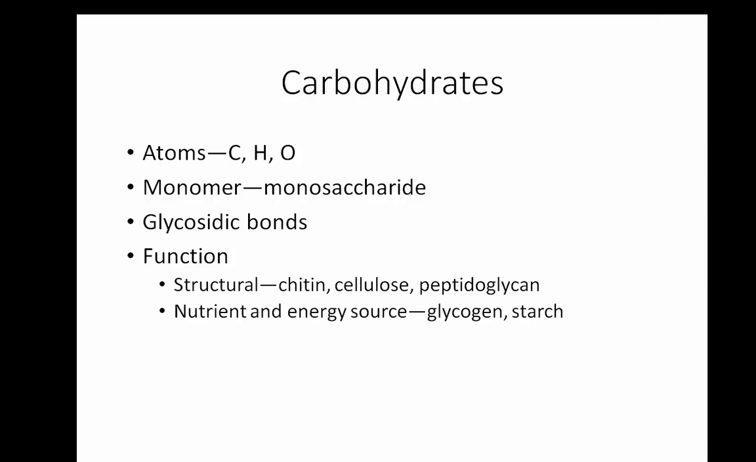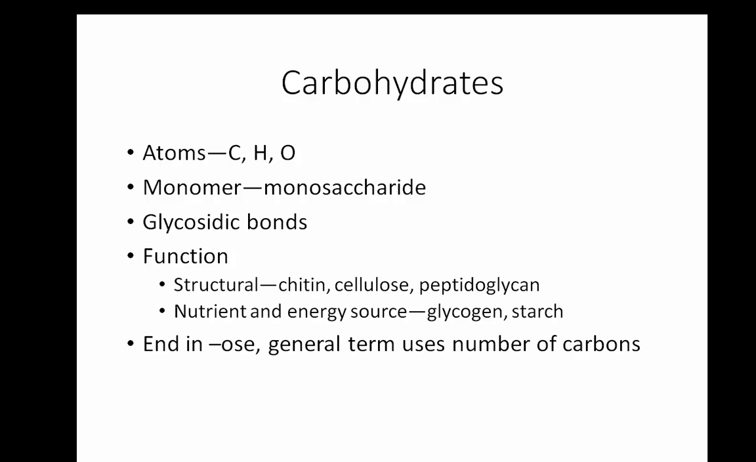It's also the primary nutrient and energy source for organisms. The two primary carbohydrate molecules that are energy sources are glycogen and starch. You can tell you're dealing with a carbohydrate because it ends in ose. That's your monosaccharide. It'll be some sort of sugar ending in OSE. Now, we typically use the number of carbons in the monosaccharide. So if there's 5 carbons, we call it a pentose.